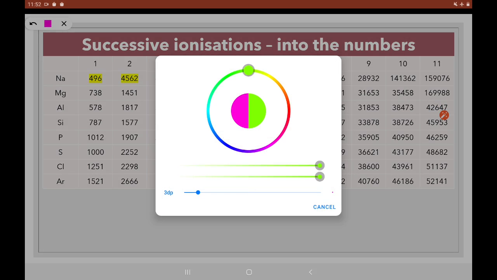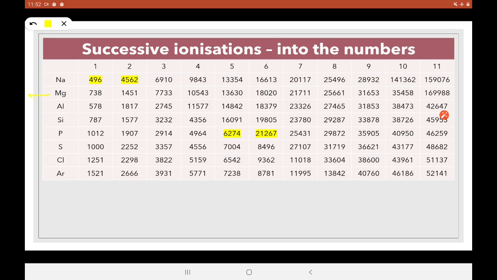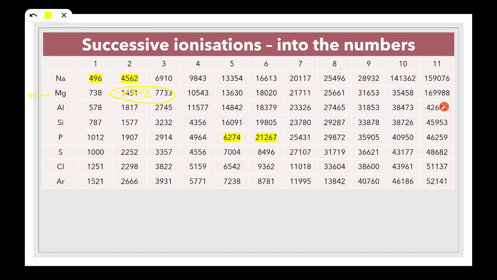I'll change it to yellow. Okay, so we're looking where we're going to get a big jump. So here, let's look at this magnesium line here. And we can see 7,000, 14,000, 1,400, sorry, 7,700. So this is quite a big jump here between these two. Okay, between the 2nd and the 3rd, magnesium's in group 2.